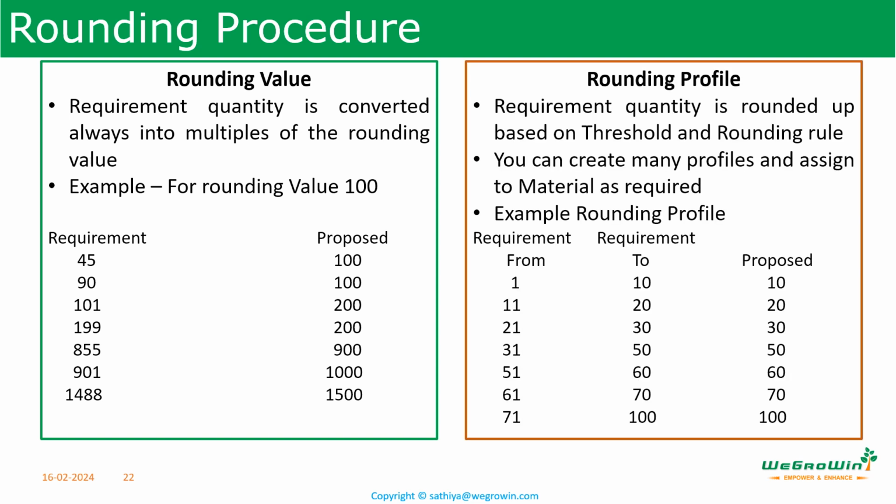There is another method of rounding: the rounding profile. We can create profiles to get the rounding values and assign them to the materials. For example, we create a profile telling the system that when the quantity is between 1 and 10, give the requirement as 10. When the requirement is between 11 and 20, give 20. When the requirement is between 31 and 50, give 50. If it were rounding value 10, then for a requirement of 32 the system would have given 40. But we created a rounding profile where we tell the system that when the requirement is from 31 to 50, give the proposal as 50. So again, this is also based on the need we can define.